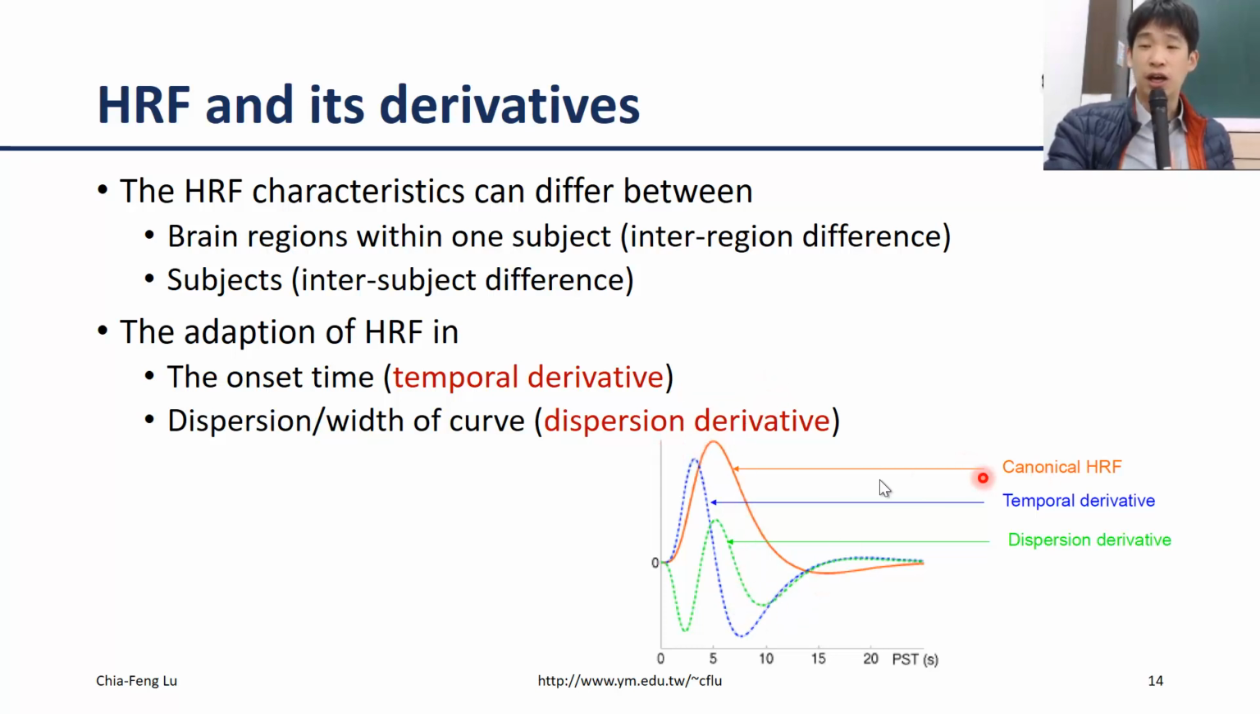But actually, using the very first one is fine. If you are going to use the second or third one, that is because you want to probe some other physiological phenomenon behind the fMRI. But most of the time, using the first one is pretty okay. But you can see there are two different derivatives from the original one.